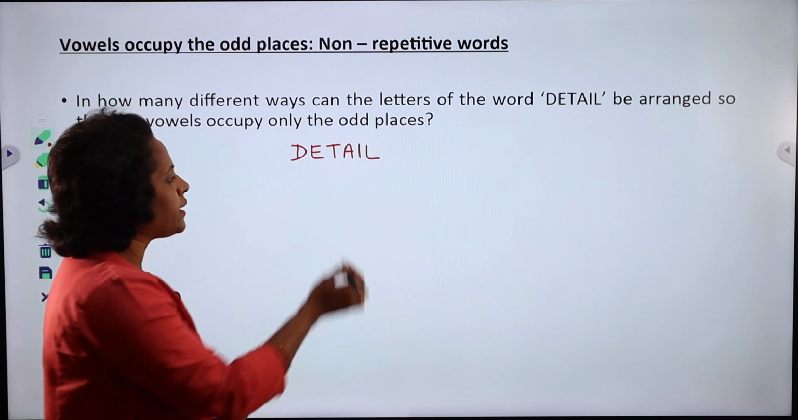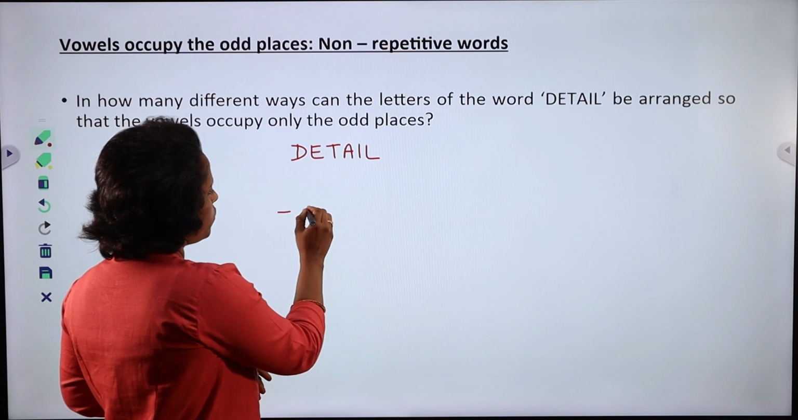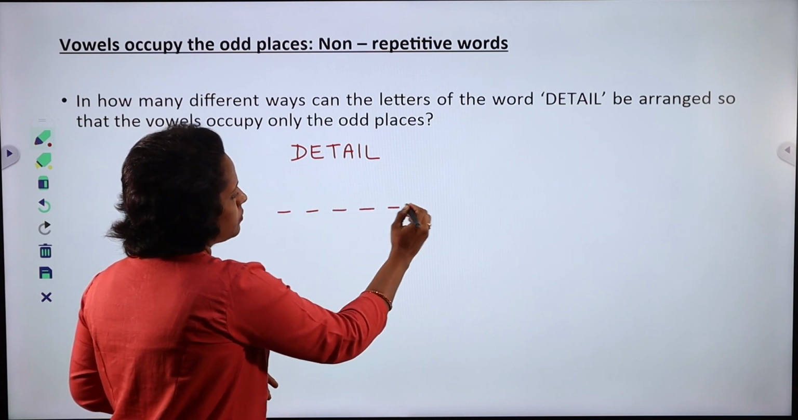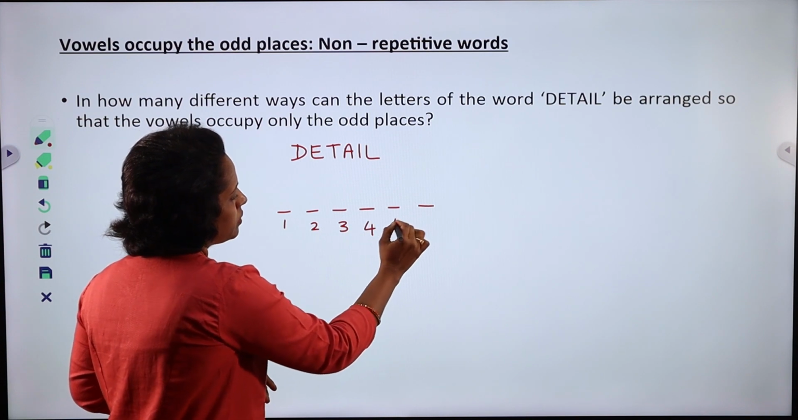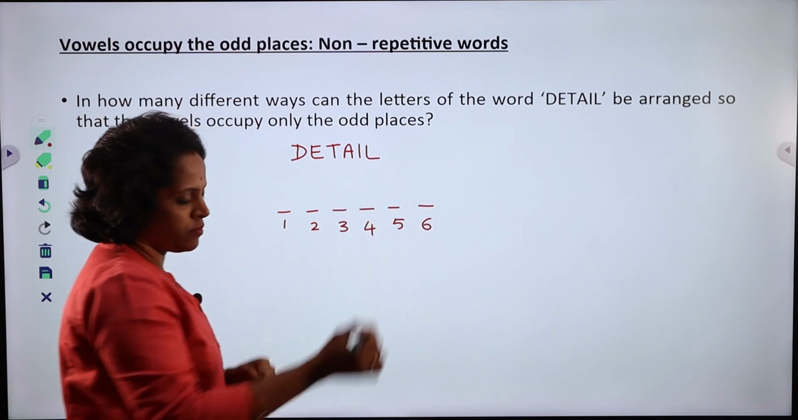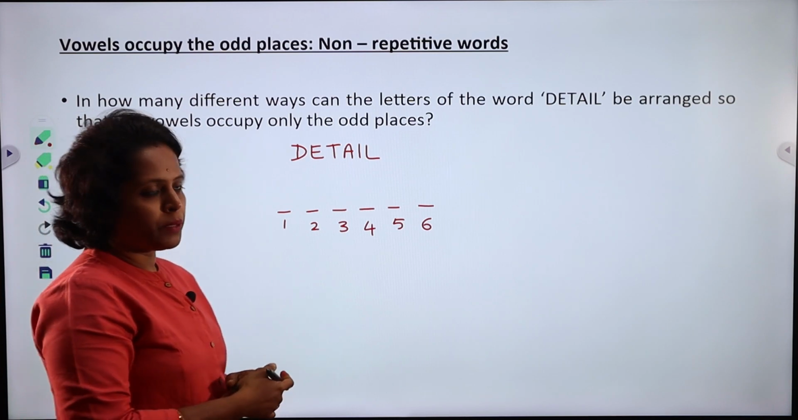Detail. How many letter word? 1, 2, 3, 4, 5, 6. It is a 6-letter word. What are the positions here? 5, 6. What's the question? Vowels should occupy only the odd places.